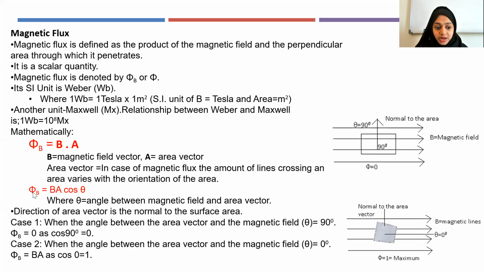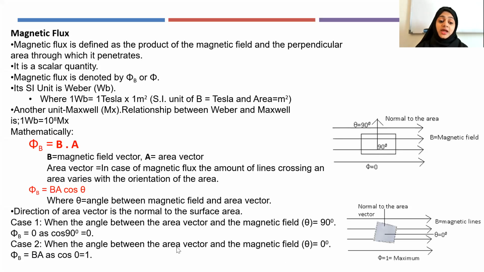So here you remember this formula, phi B is equal to BA cos theta. Now case 2, when the angle between the area vector and the magnetic field is 0 degrees, then what is cos 0? 1. So the magnetic flux is equal to AB. That's it. Cos theta is 1.